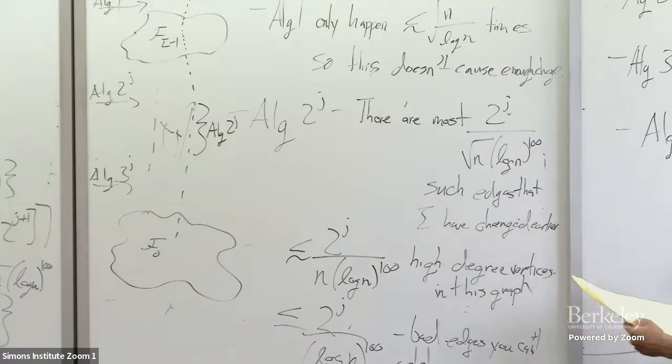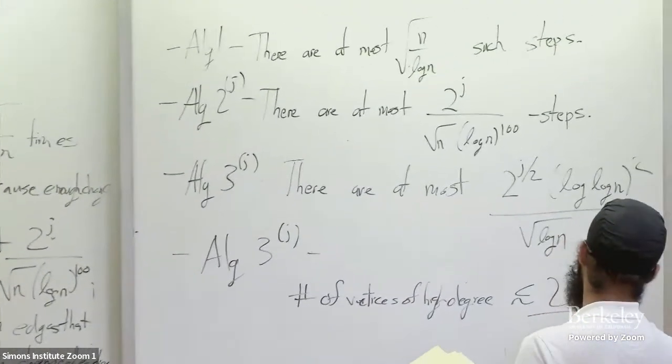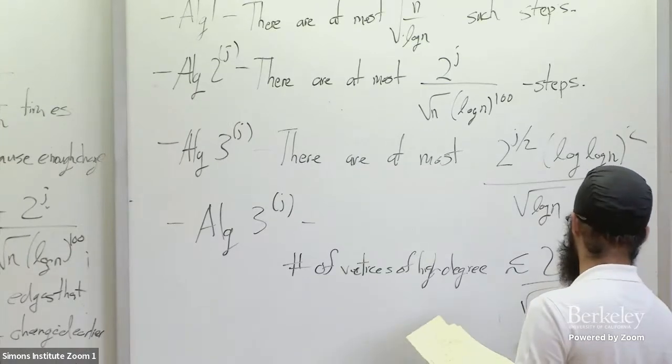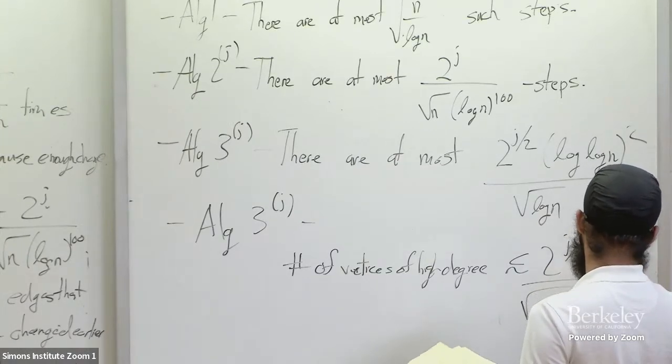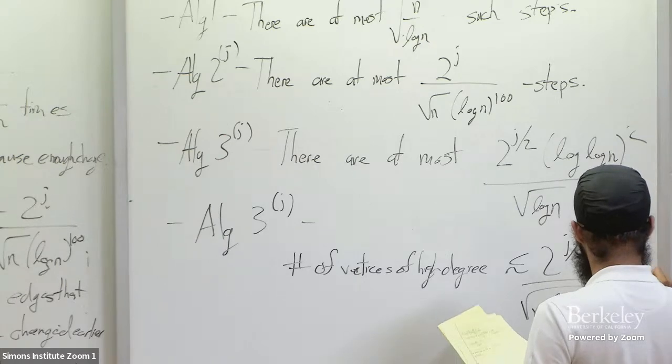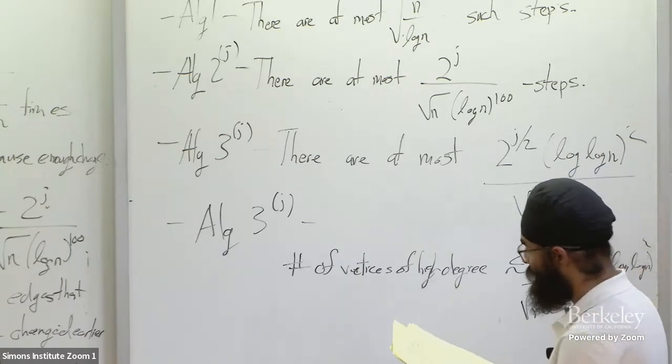I'll just do the computation. So there are at most this many steps. So the number of vertices of high degree, this divided by root n. So it's less than or equal to 2 to the j over 2 over root n, log n, some log logs or something.